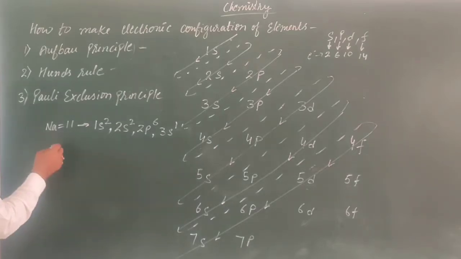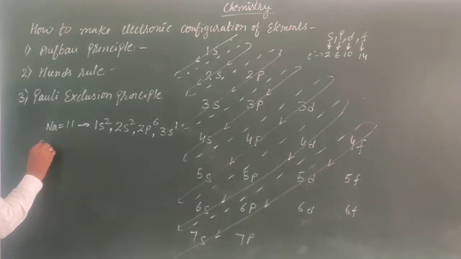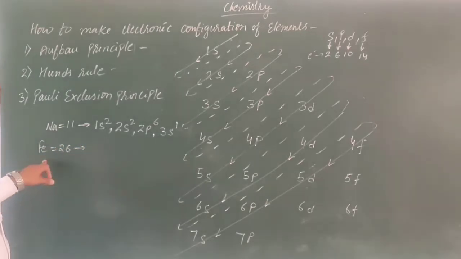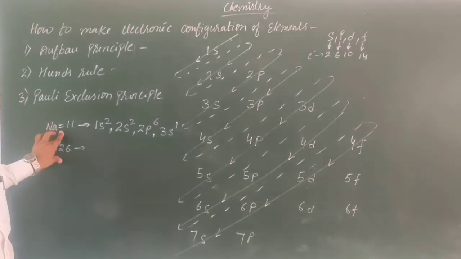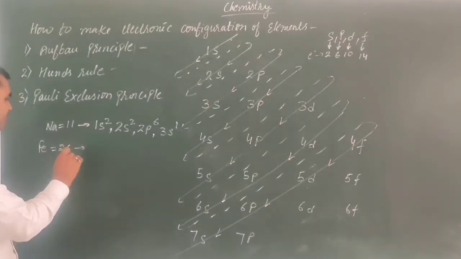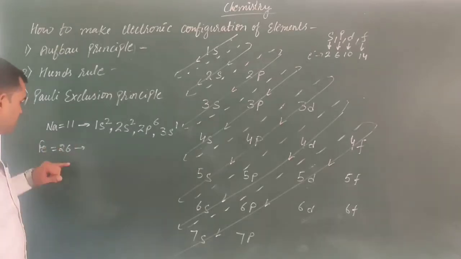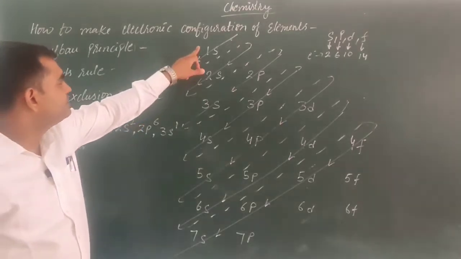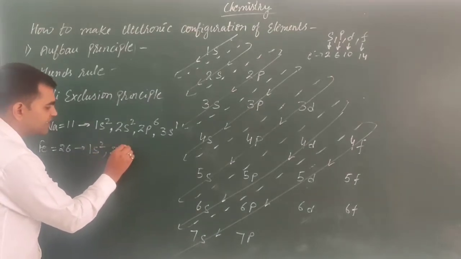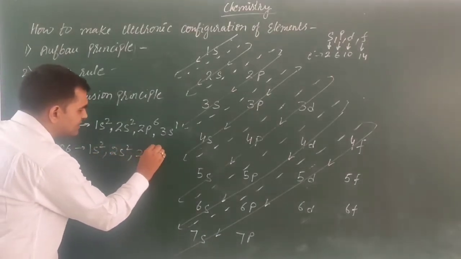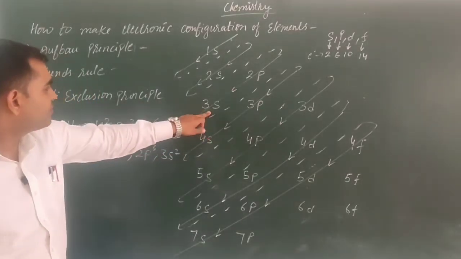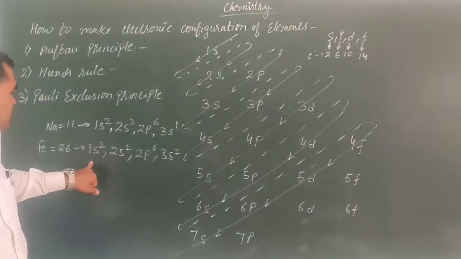Okay, take another example, like we want to make the electronic configuration of iron, that is 26. I am saying again and again that you must know the atomic number of every element till 30, minimum till 30. So let's start as we did earlier. Firstly, there is 1s2, then 2s2, then 2p6, then 3s2. Okay, well done till 3s.